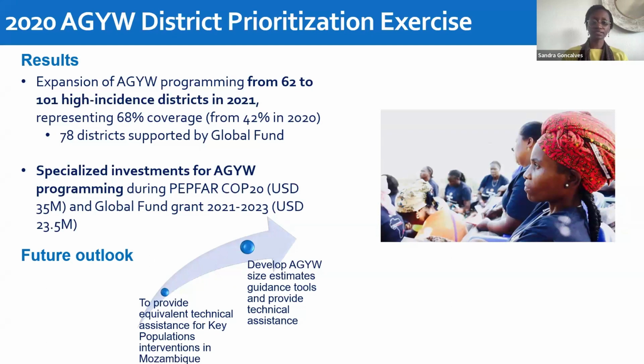So just from that analysis of the overlap of the mapping, the technical working group was able to recommend an expansion of AGYW programming from 62 to 101 high incidence districts in 2021. And just to remember that 78 of these districts are supported by the Global Fund. And so in 2020, the future outlook at that time was to apply this methodology to key populations, but also there was the need to have population size estimates for better prevention efforts.